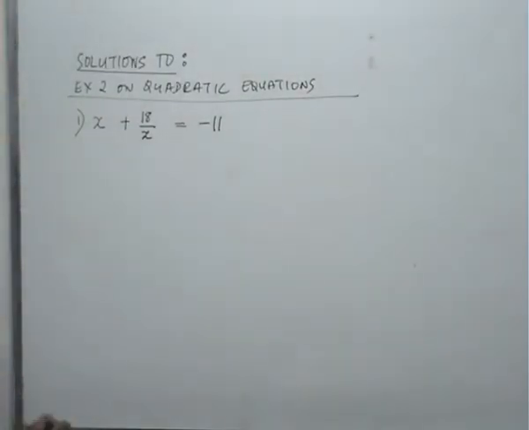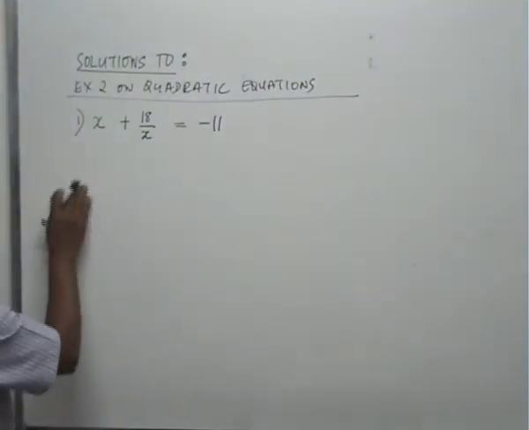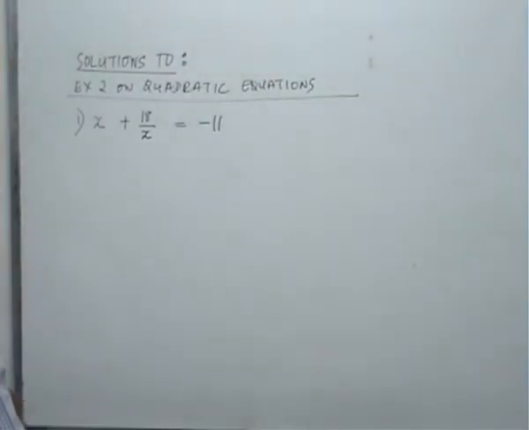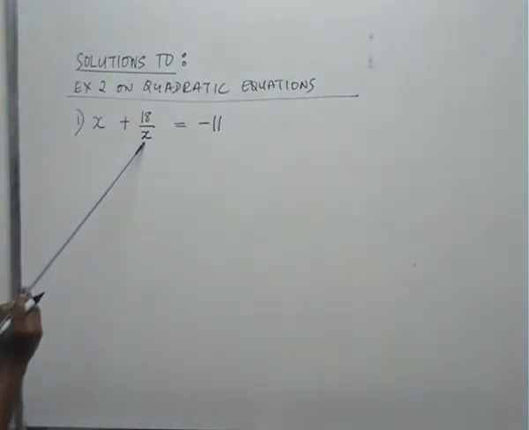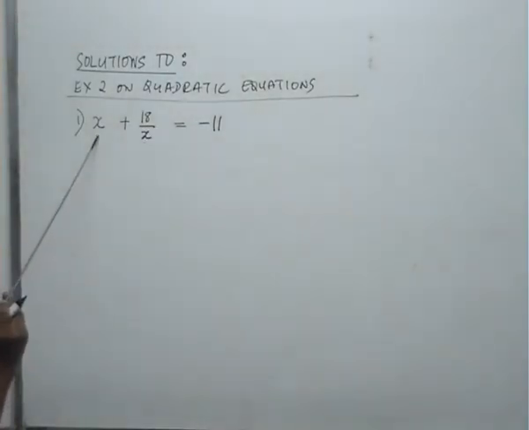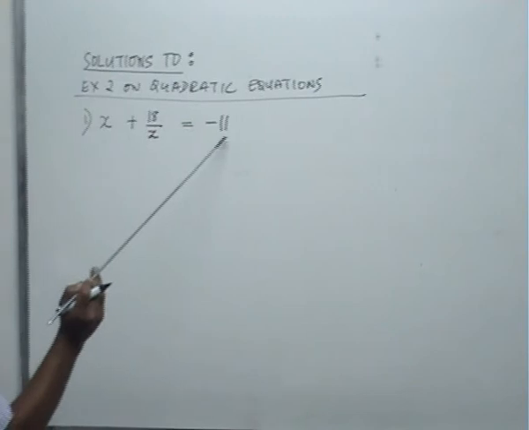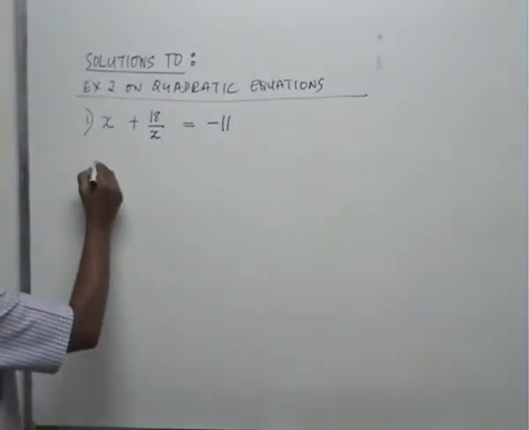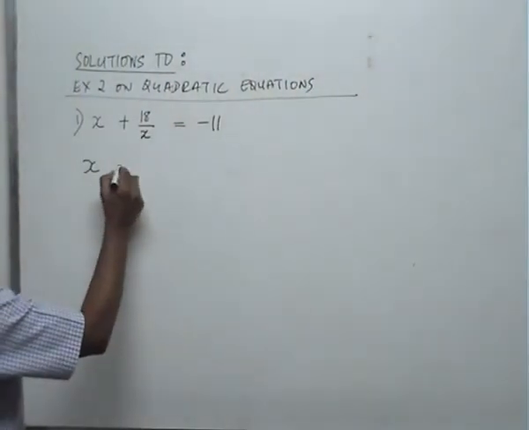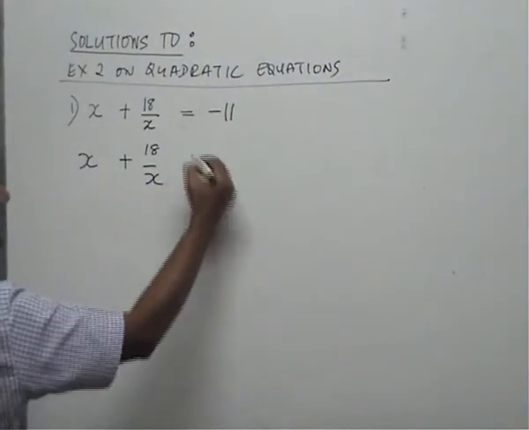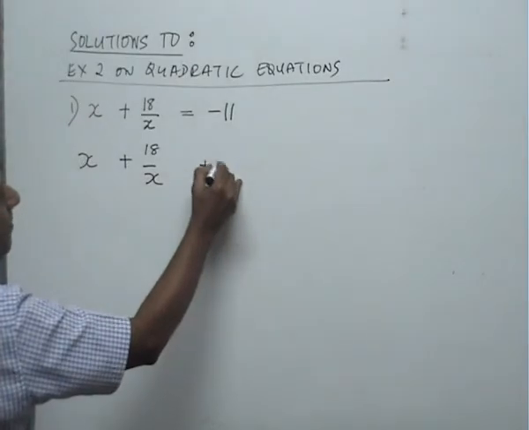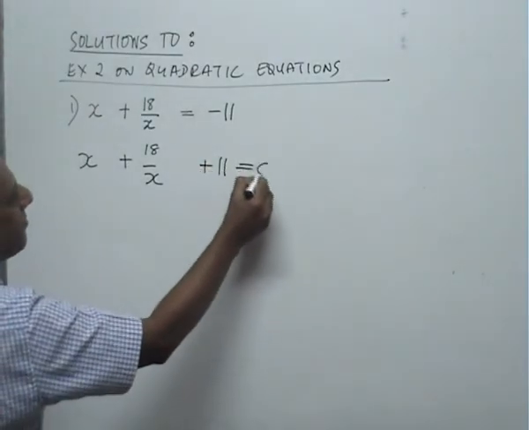Alright, welcome back. Hope you had some good success with that exercise. Here is the solution to exercise 2. Because you've got an x in the denominator here, you'll have to multiply by x. Well, firstly, let's bring the x here, plus 18 over x here. Then let's bring the minus 11 this side, it will become plus 11, and then I'll have 0.